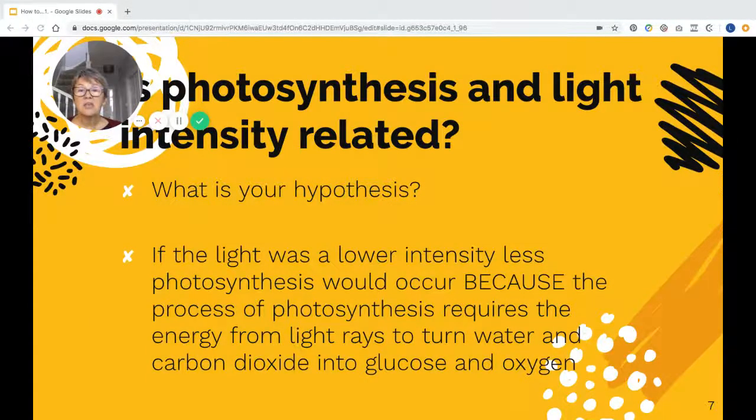So the next thing, you may be asked to write a hypothesis. Now, a hypothesis is what you think is going to happen, but you must explain why using your scientific knowledge. So, if the light was lower intensity, less photosynthesis would occur because, and you must use the key word because, the process of photosynthesis requires the energy from light rays to turn water and carbon dioxide into glucose and oxygen.